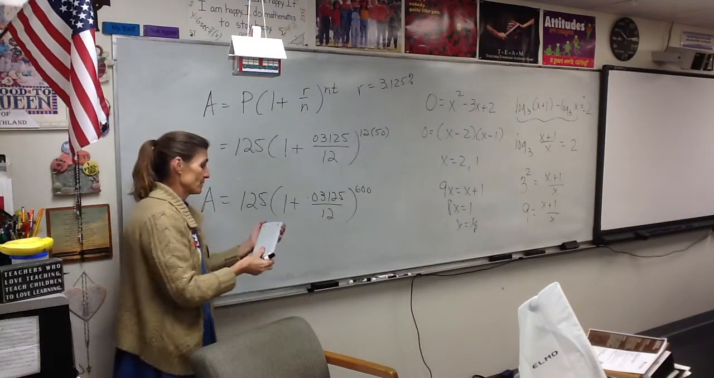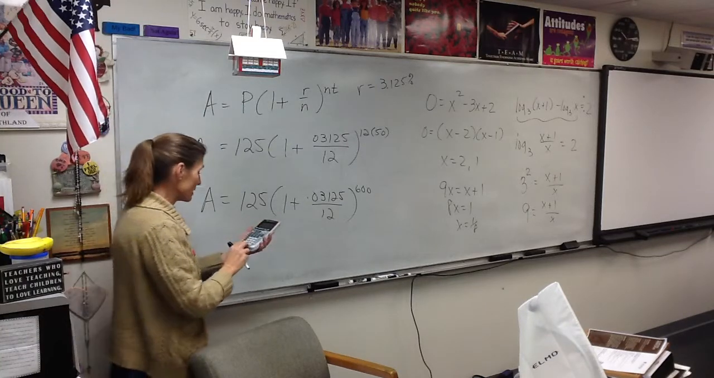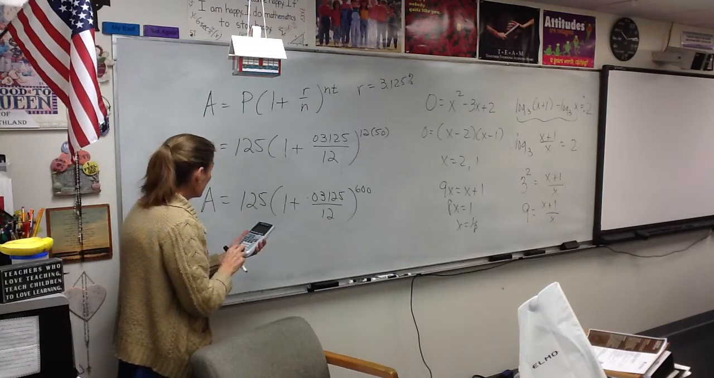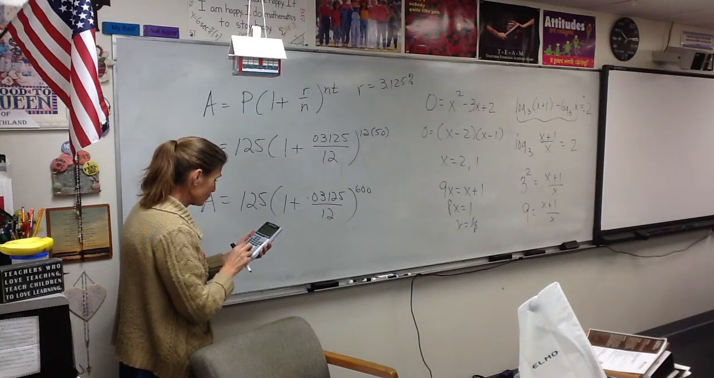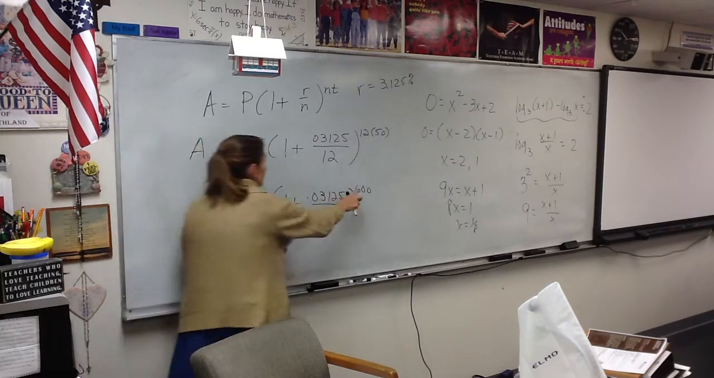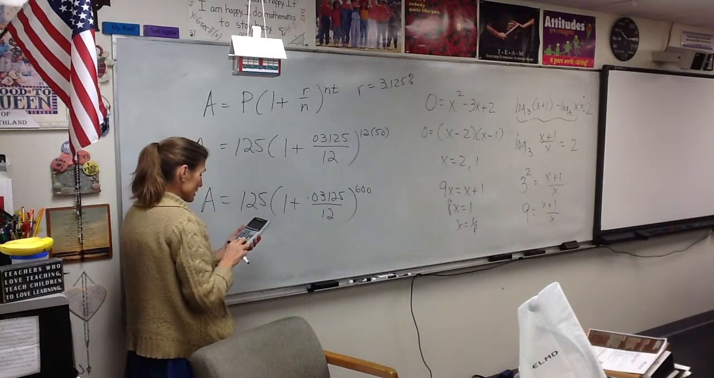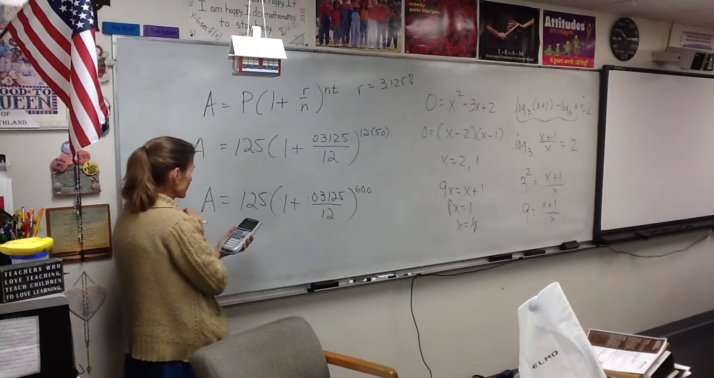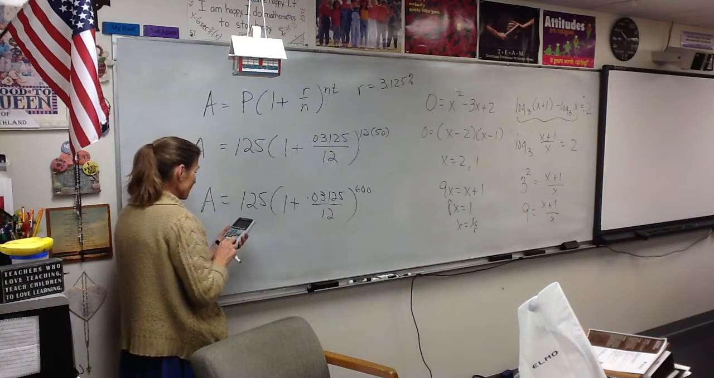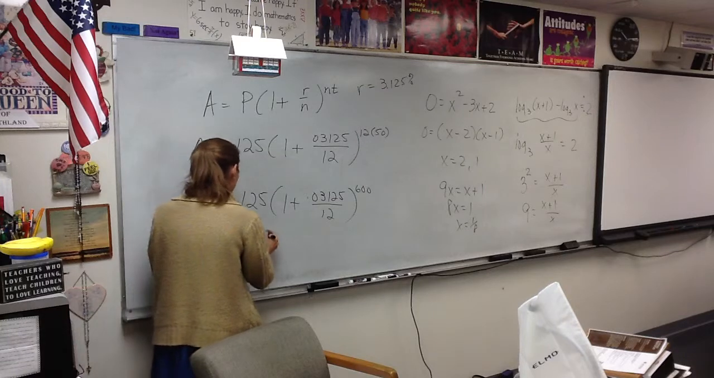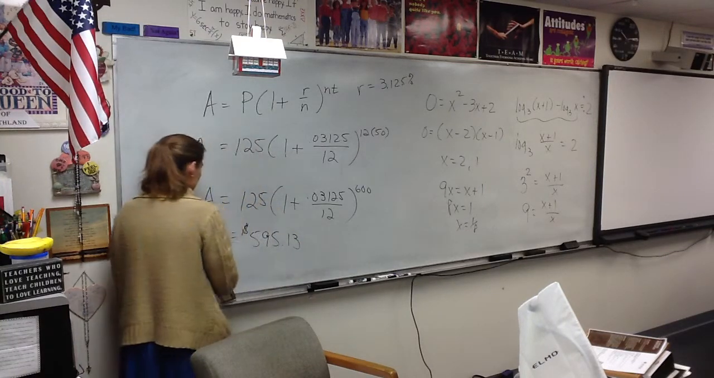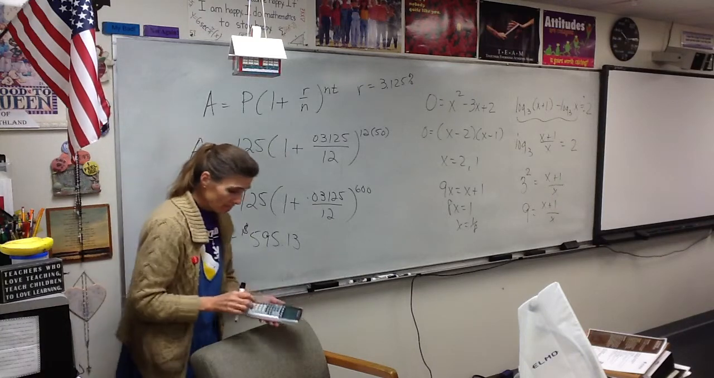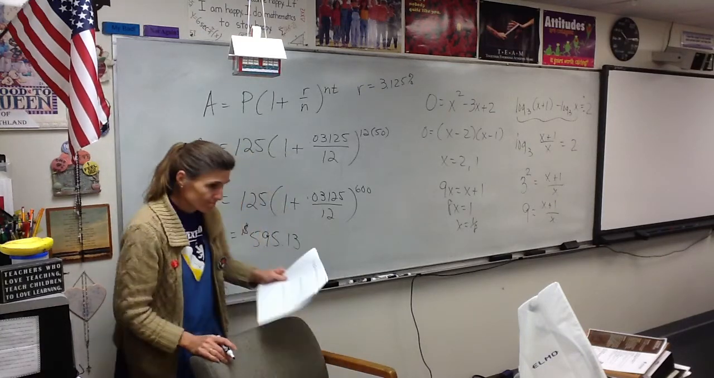So, typing it in, here we go. 1 plus 0.03125 divided by 12 equals, raised to the 600th equals, times 125 equals. I came up with $595.13. Is that what you got, Julia? Yeah.